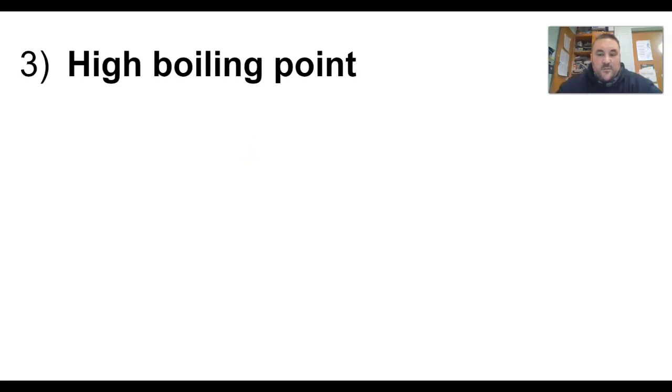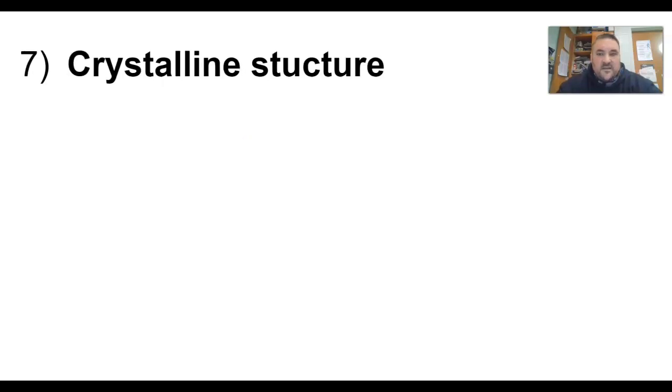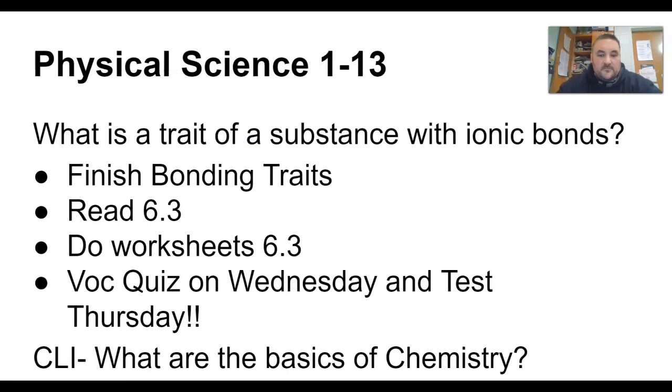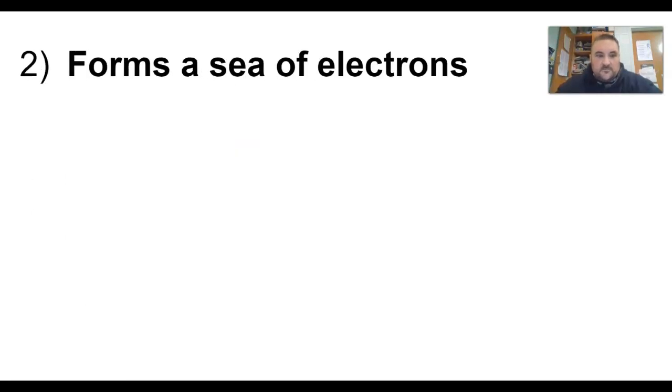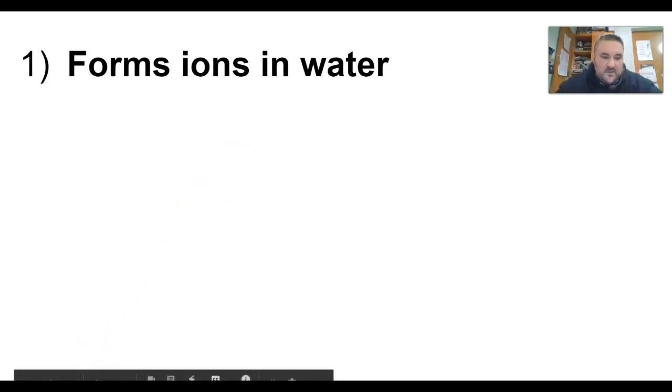Has a high boiling point. Has a low melting point. Known as a poor conductor. These are easily shaped. These have a crystalline structure. These have low boiling points. All right, well, let's go over the answers to those, and then I'll let you guys get started.